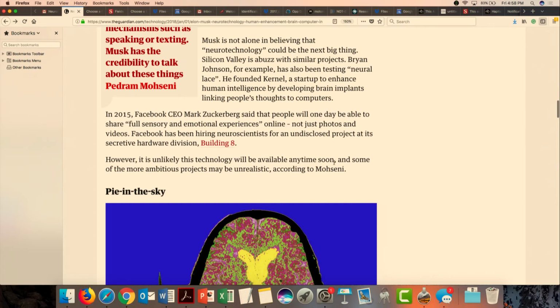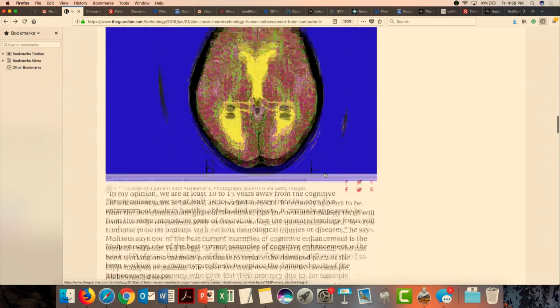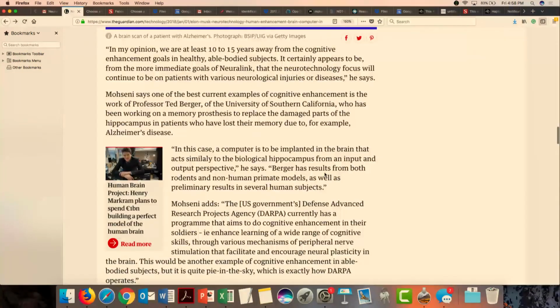Or it will be unlikely to be available anytime soon. And some more may be unrealistic. Again, Mohseni, he's not the most famous person, but he's in the press. He is an electrical engineering faculty, but he got into the limelight because he sold a name. He started to copyright different names, and I guess they were looking for it. They liked the name.